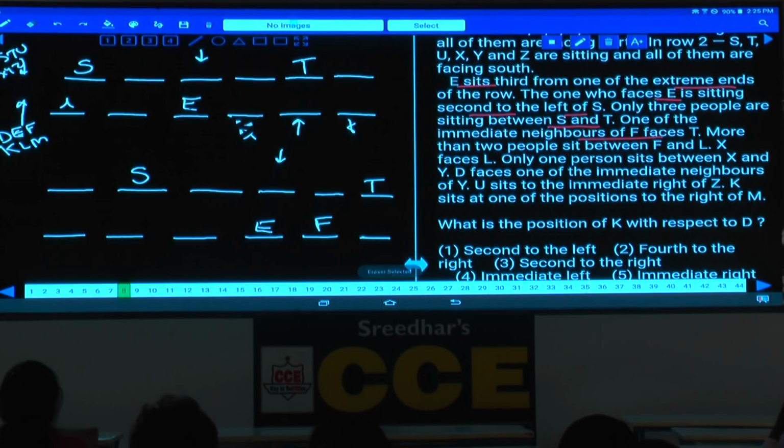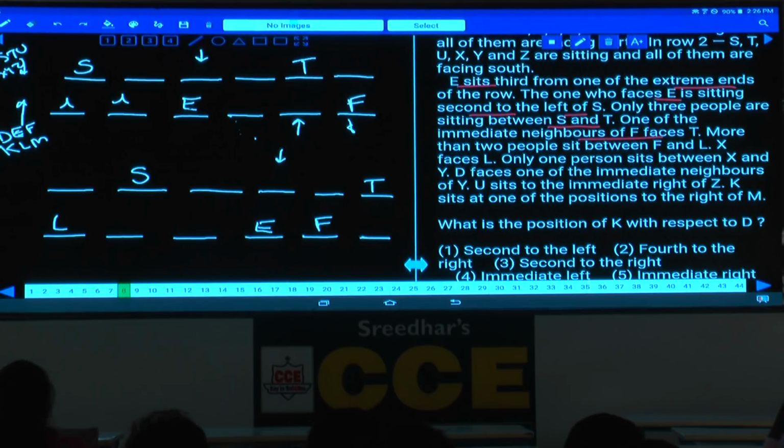Hence in case 1, F must be where? F must be at this end. If F is here, how many persons are in between F and L? More than 2. More than 2 can be either 3 or 4. L can be here or L can be here. Now in this one, as there must be more than 2 people, L must be at this place only. This is fixed.